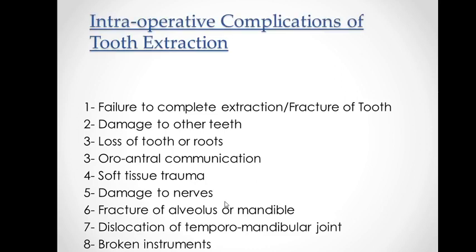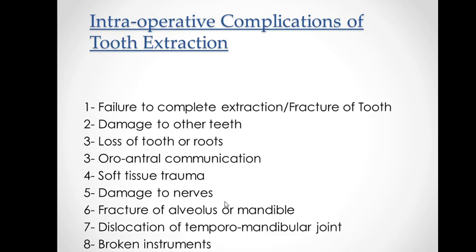Secondly, we're going to talk about intraoperative complications of tooth extraction. What are they? These complications happen during extraction. Firstly, failure to complete extraction or fracture of the tooth. It is possible to fracture the tooth during extraction. Damage of other teeth: during extraction you might damage the next teeth. Loss of tooth or roots.